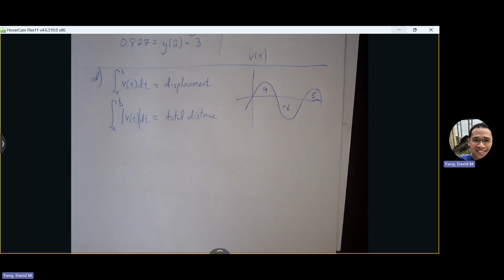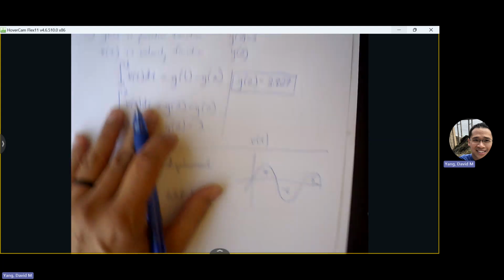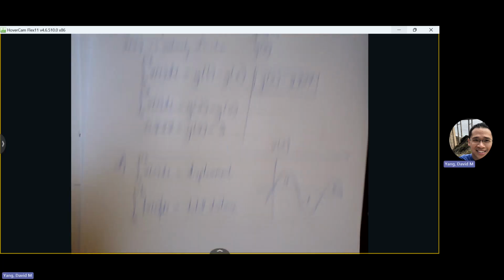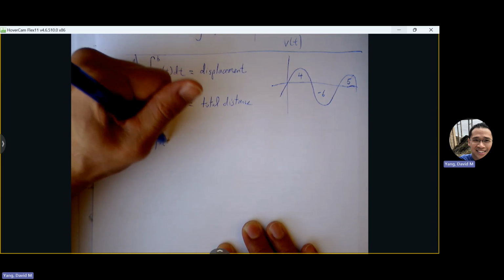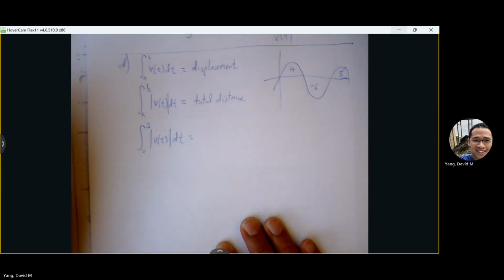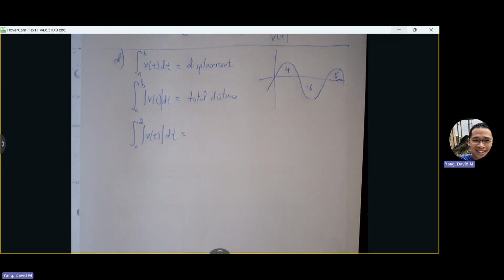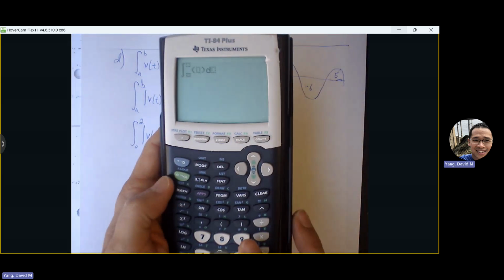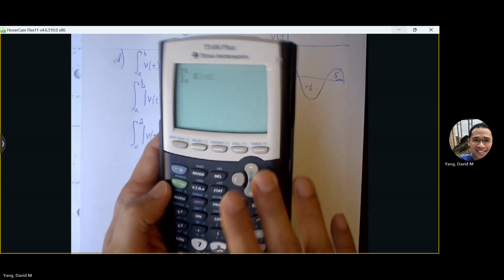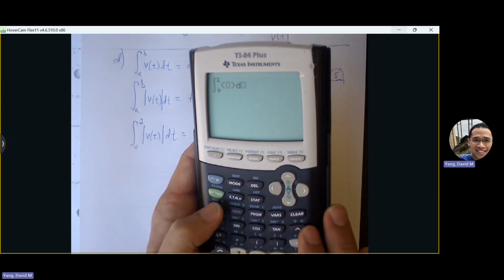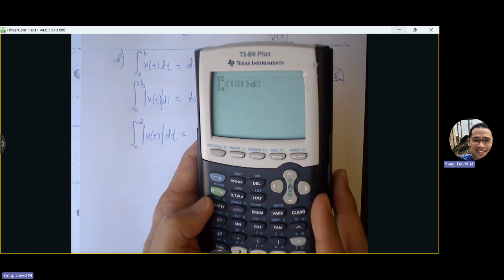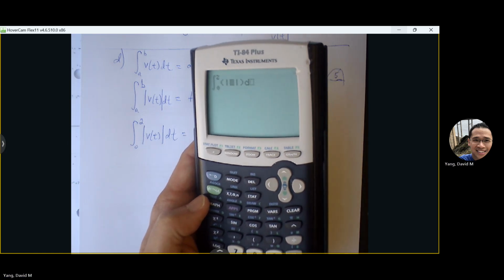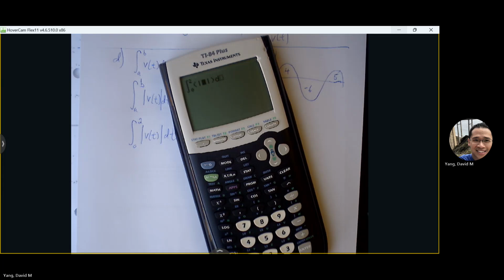So that's what part D is saying. Part D is saying find the total distance traveled from 0 to 2. So we're just going to say from 0 to 2, absolute value of v of t dt. So again, you're going to do math 9 to get to your definite integral from 0 to 2. And now you're going to do math, number, ABS. That's going to get you your absolute value bars. I'll put that down on the board as well. And I'll leave these on the board for the test.